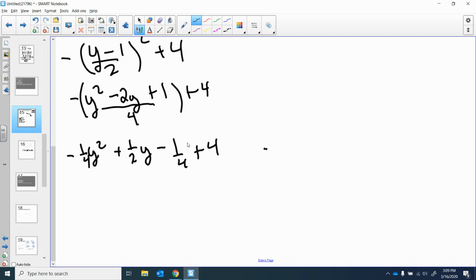And then I can put this all together. So this right here is the same thing as 16 over 4. So negative 1 plus 16 is going to give me 15 over 4, plus 1/2 y, and then a negative 1/4 y squared. I'm going to take all this and integrate that, because this right here is the inverse. It's the function written in terms of y.